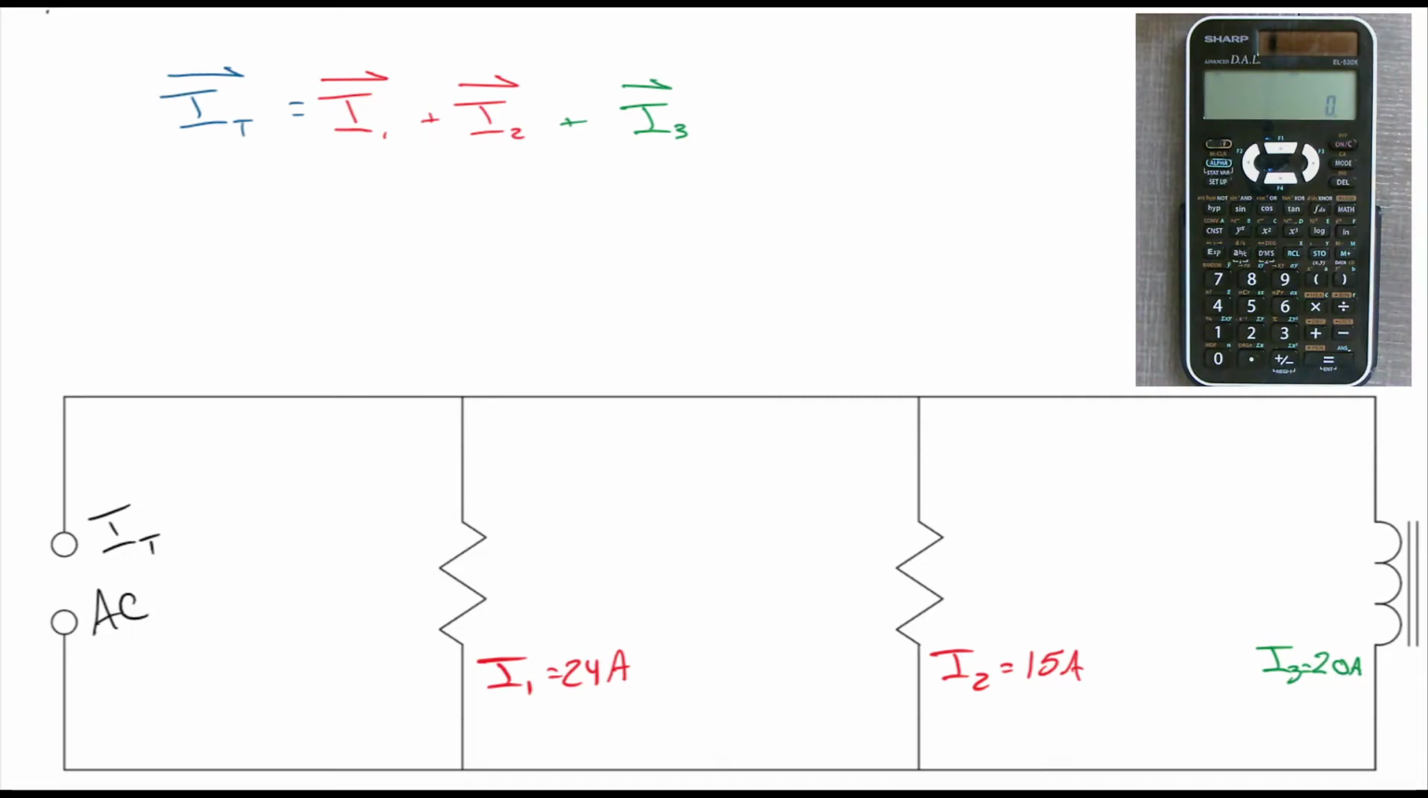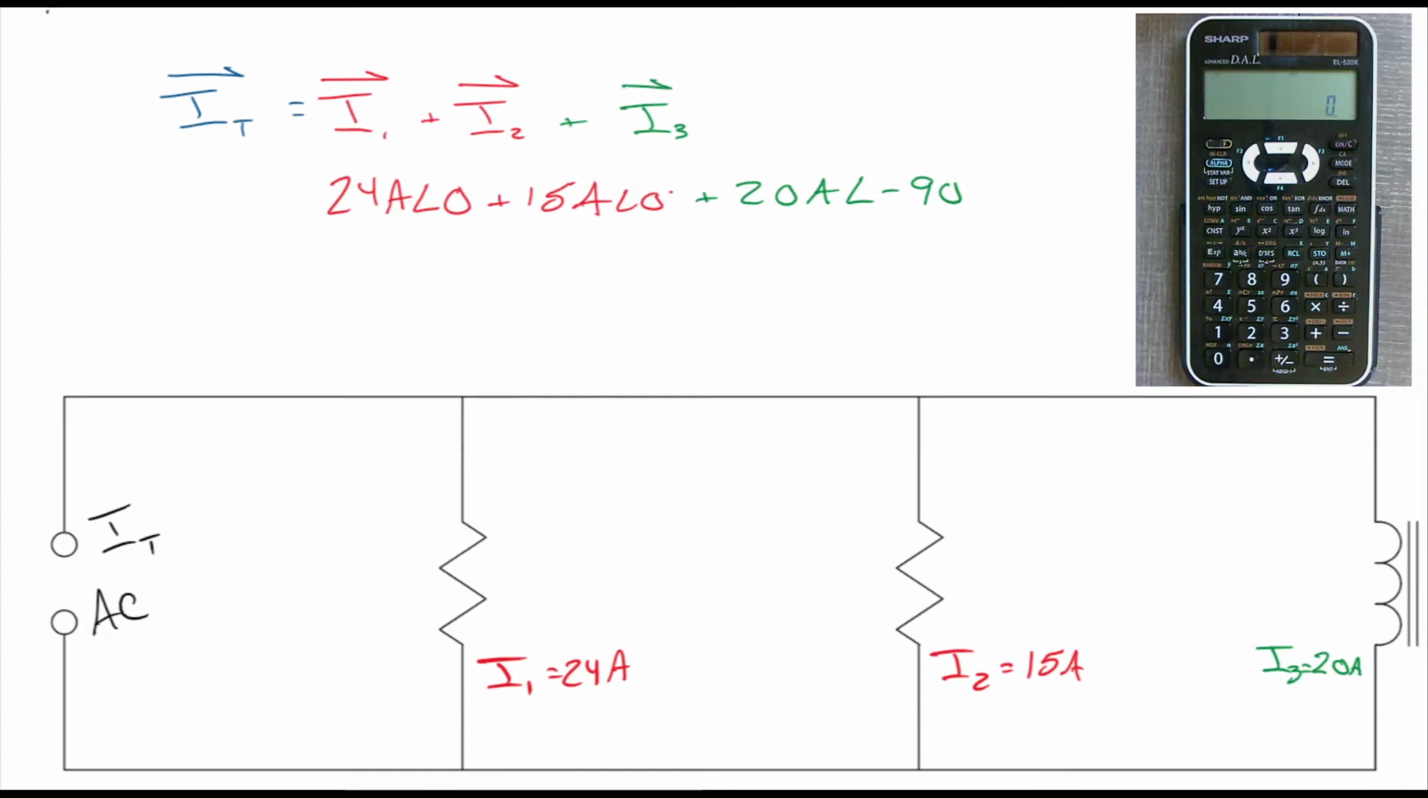So I'm going to have 24 amps at 0 degrees, because my resistive is in phase with my voltage, plus 15 amps at 0 degrees, in phase with my voltage, plus 20 amps at negative 90, so lagging my source voltage by 90 degrees.